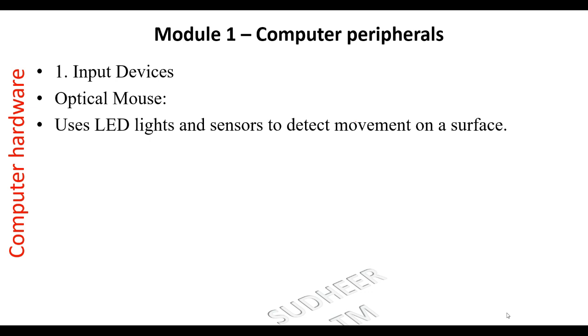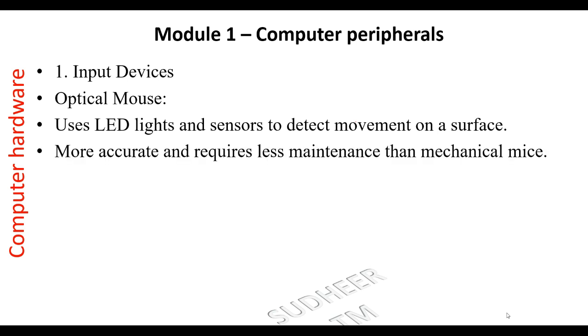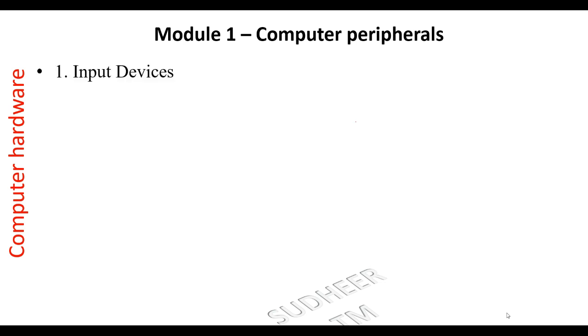Instead of a ball and wheel, the movement of the mouse here and there causes varying intensity of the light from your LED device. Because the intensity varies, there will be variation in the intensity and pulses at the receiver photo detector. That variation is analyzed by your control circuitry and the motherboard to decide in which direction the mouse is moved. So it is more accurate and requires less maintenance than a mechanical mouse.